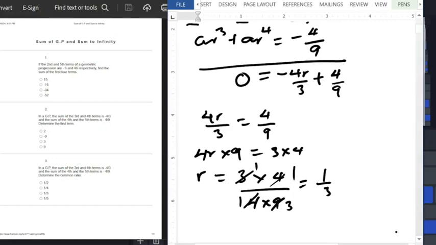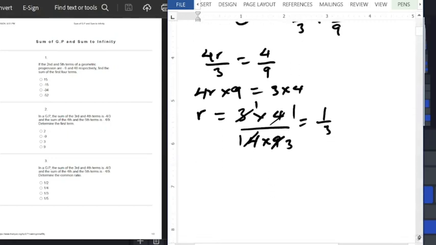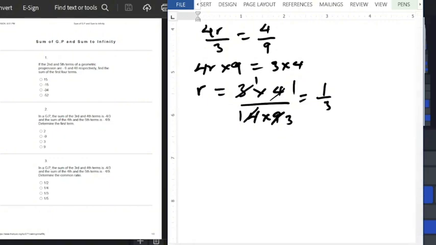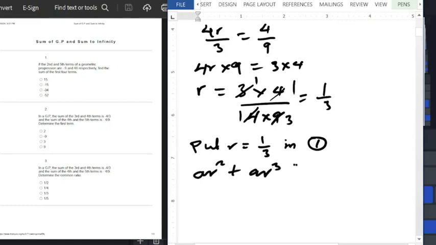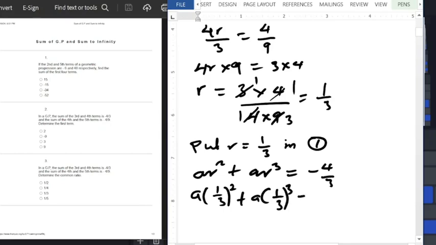So if the common ratio is 1 over 3, we are asked to find the first term. Put r equals 1 over 3 in equation 1. And what is equation 1? ar squared plus ar cubed equals minus 4 over 3. So anywhere we see r, we put 1 over 3. So a into 1 over 3 squared plus a into 1 over 3 raised to power 3 equals minus 4 over 3.